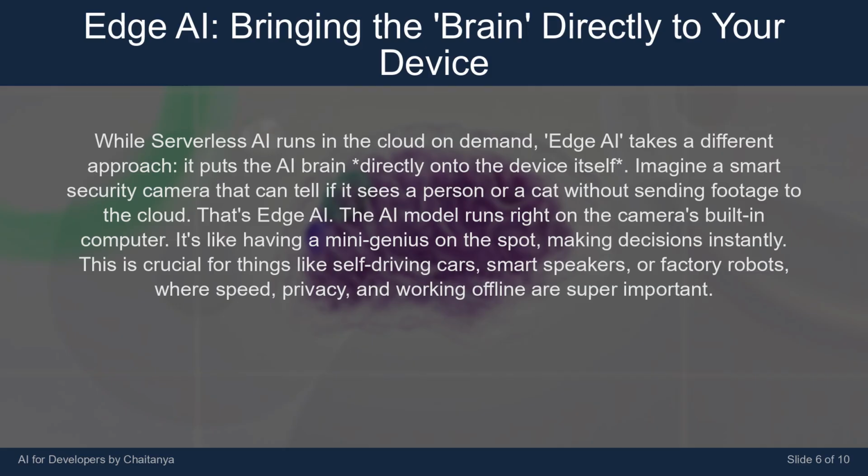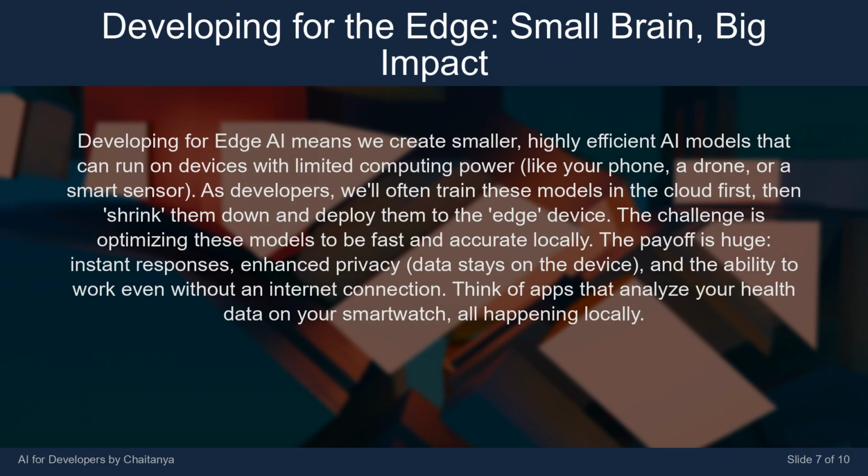This is crucial for things like self-driving cars, smart speakers, or factory robots, where speed, privacy, and working offline are super important. Developing for Edge AI means we create smaller, highly efficient AI models that can run on devices with limited computing power, like your phone, a drone, or a smart sensor. As developers, we'll often train these models in the cloud first, then shrink them down and deploy them to the edge device. The challenge is optimizing these models to be fast and accurate locally.